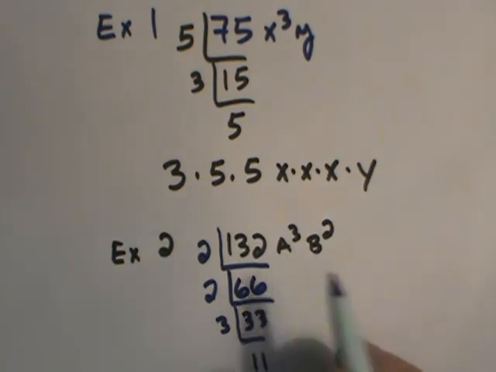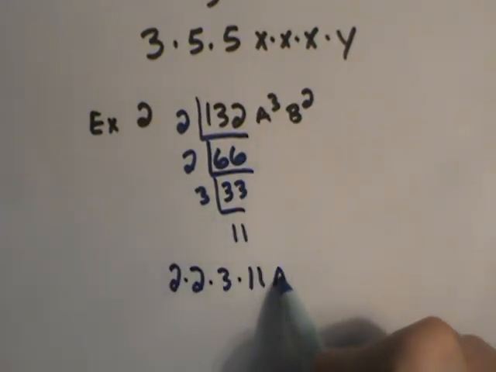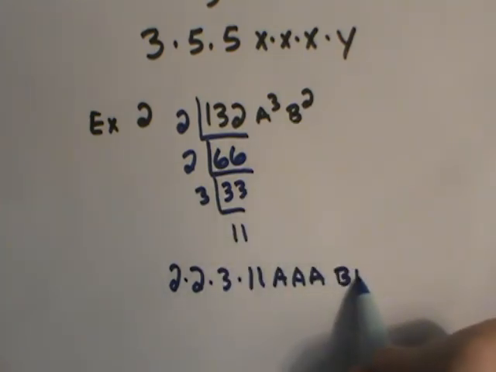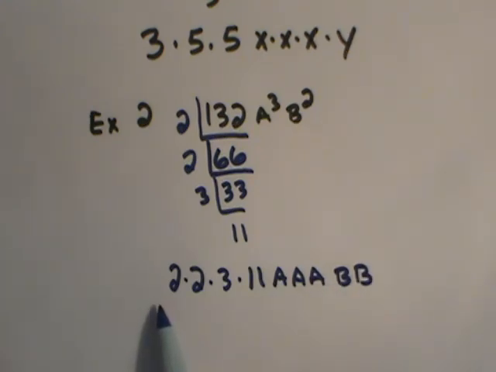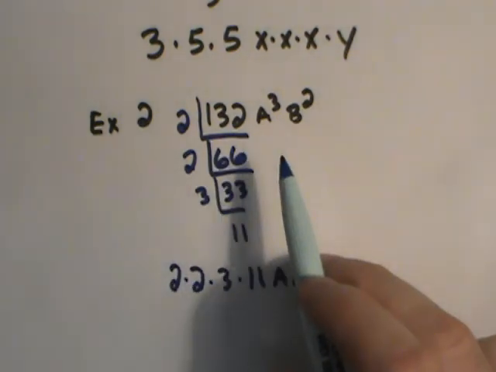When I move to the variables, I can go A, A, A. And for the B's, it would be B, B. This is considered the prime factorization. I listed out all the prime numbers that created the 132 a cubed b squared.